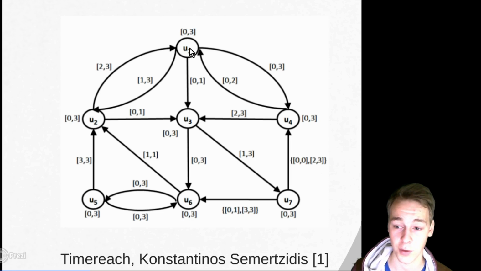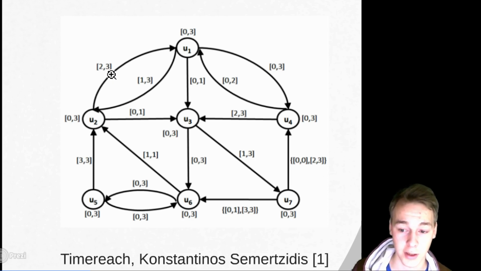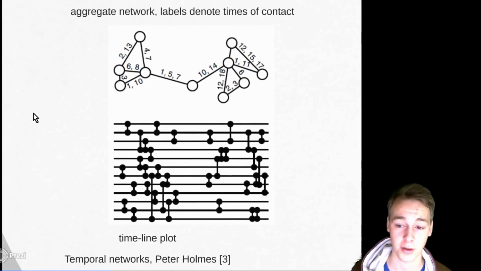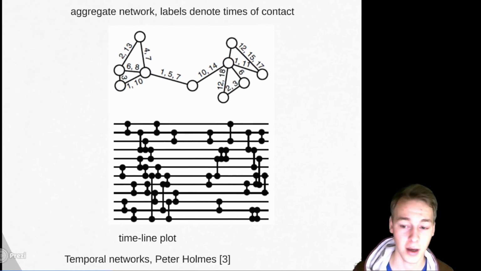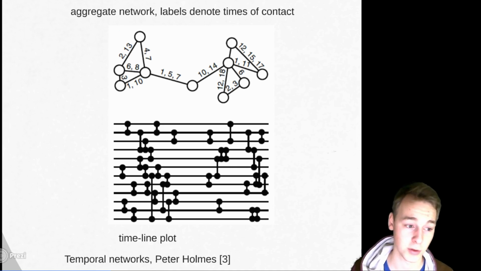U1 had a phone call with U1 from time instance 2 to 3. In another network, like a text message network, you only have time instances. So when I send a text to someone, there's just one time instance. It doesn't have a duration. But you can send multiple text messages, which is displayed here as well.